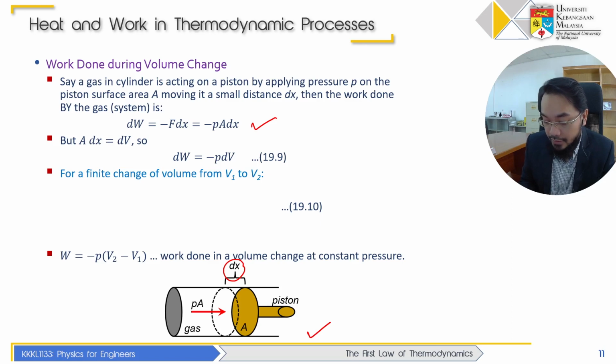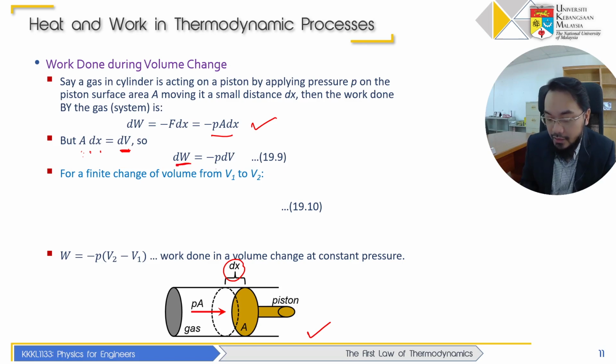F is the force that is applied, whereby it is equal to negative P, the pressure, times A, the surface area of the piston, times dx, which is the distance that it moves. However, we know that A times dx is equal to dV, whereby dV is the change in volume. The area of the piston times dx is basically the volume, so it's the same. So therefore, dW, the change in work done, is equal to minus P dV.